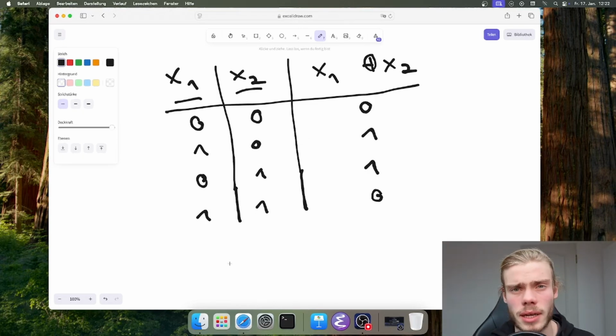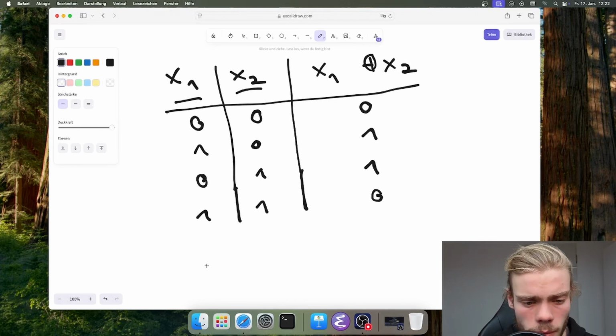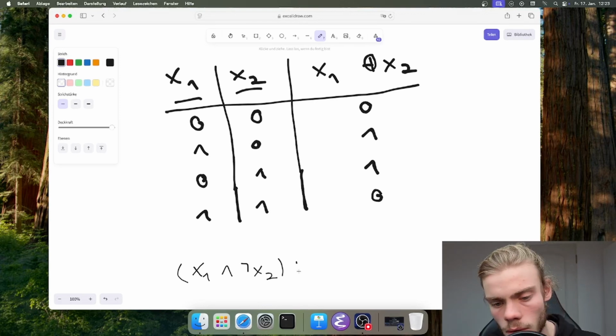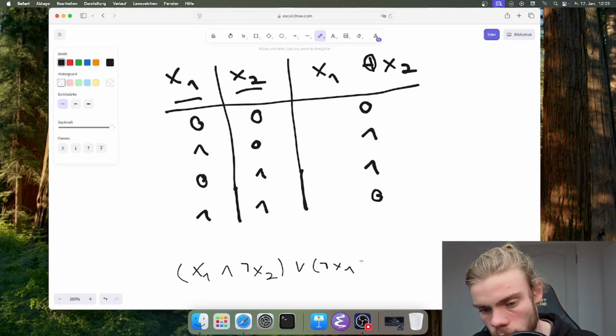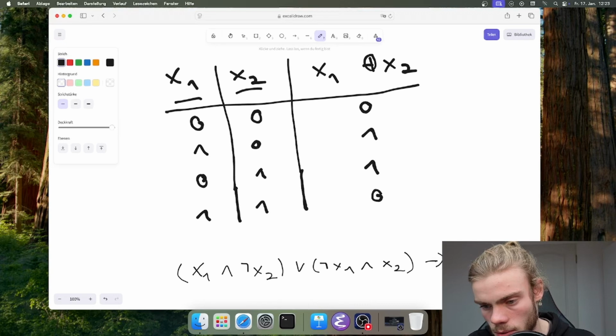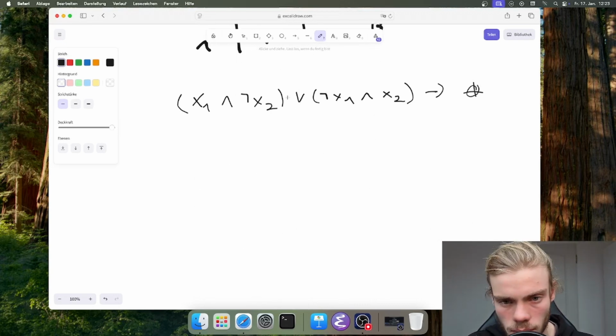If we want to restate the XOR function as a compound of AND, NOT, and OR operations, we would come up with something like this. That is x1 and not x2, or not x1 and x2. So it's either x1 is true and x2 is false, or x1 is false and x2 is true. So this is XOR, but in this canonical form where we just use AND, OR, and NOT.